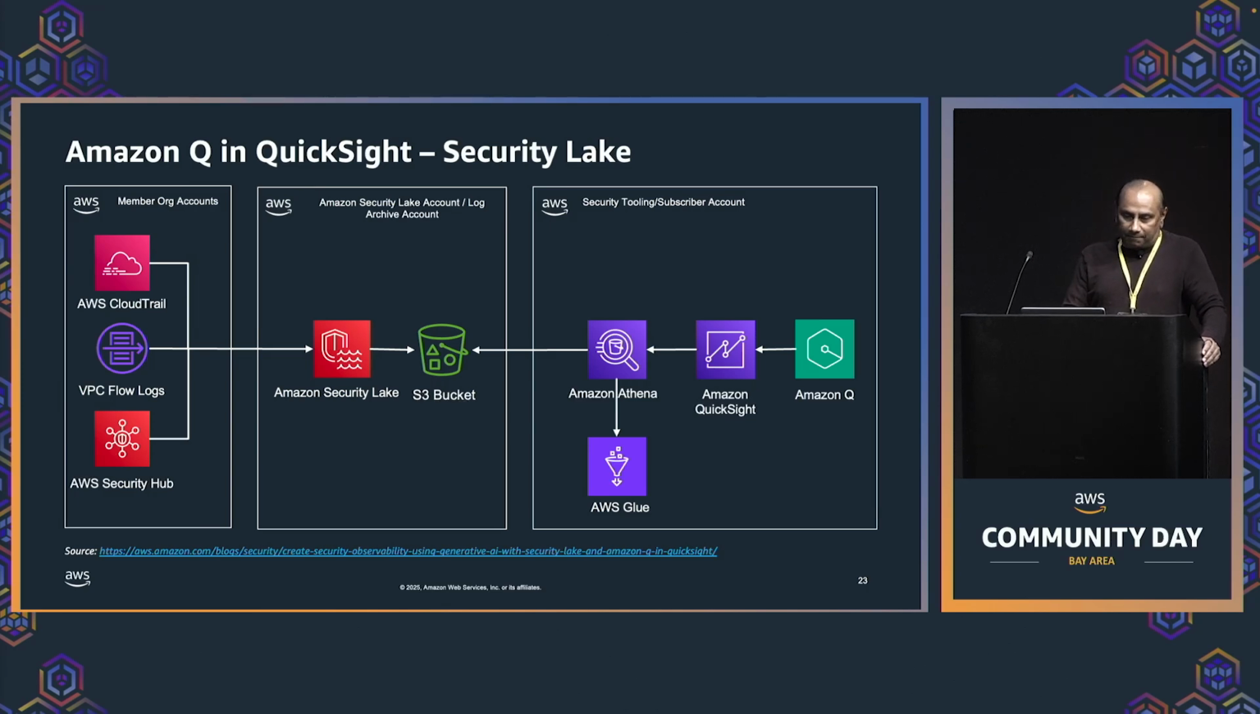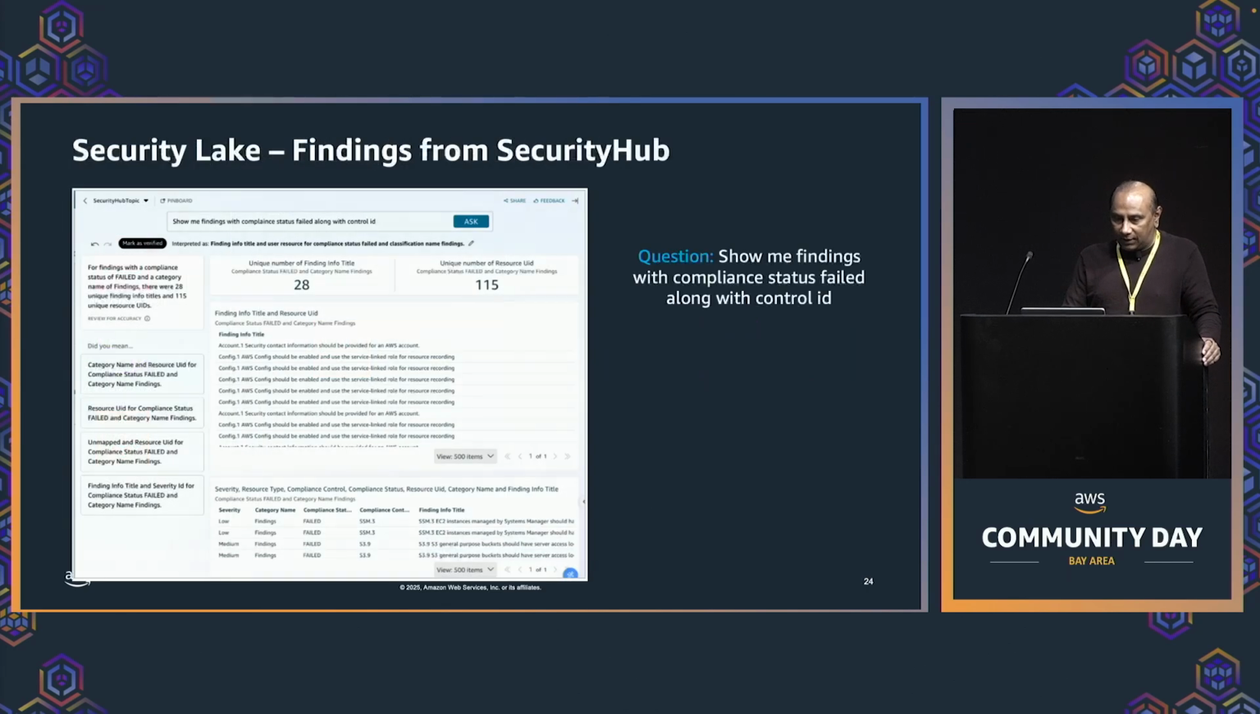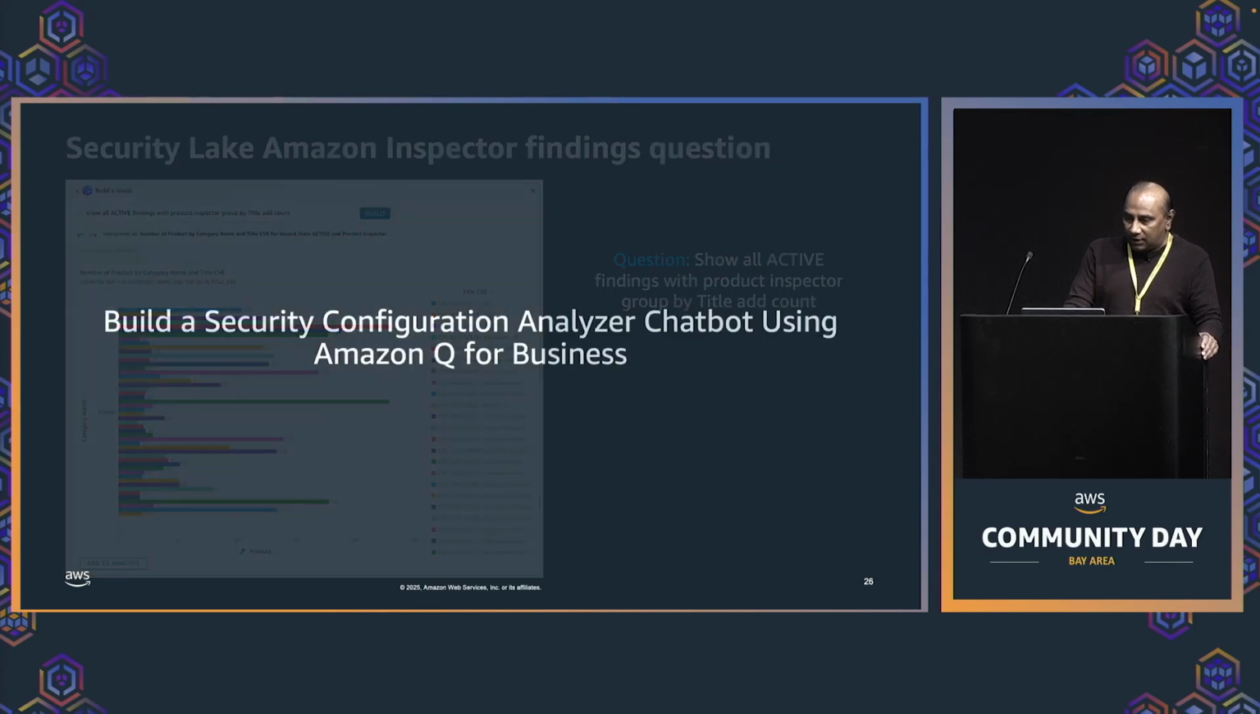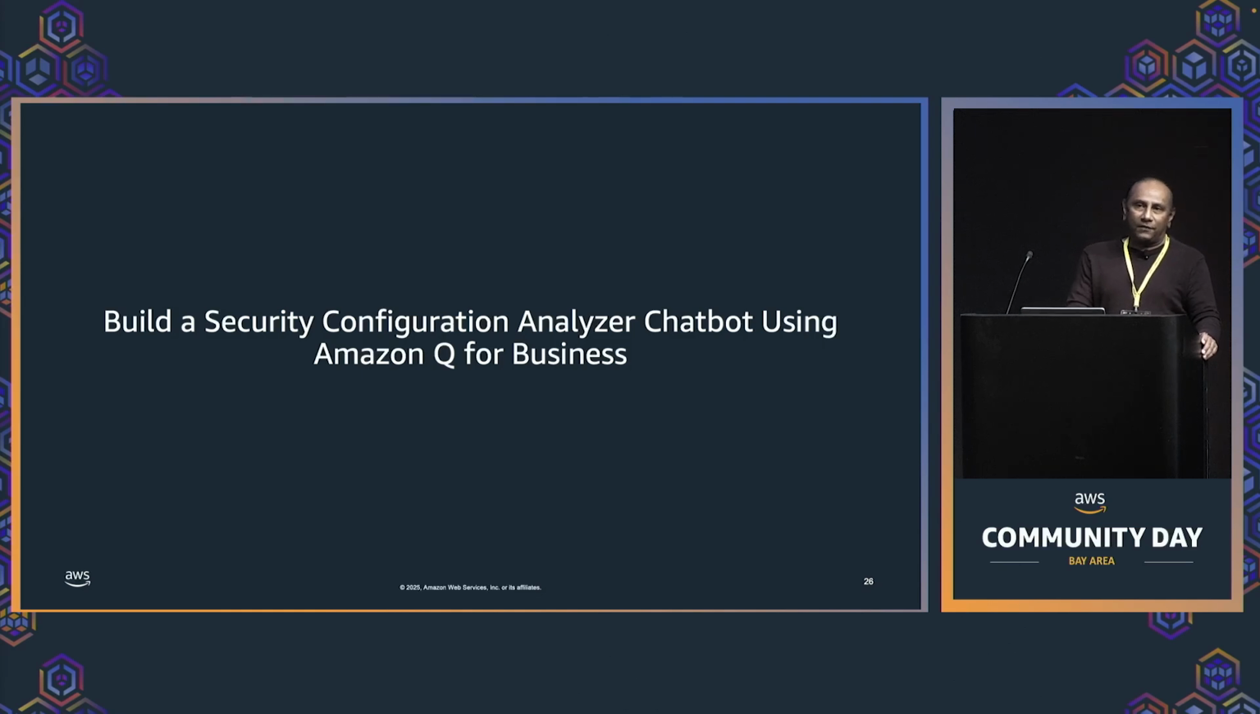And again, hook it up with Athena, and you can run your queries in natural language. So in this case, one of the things was find me everything that you found with Security Hub along with the control ID. So you get things like that, or what did Inspector find? All of these logs are in one place, and you're running your queries just giving in natural language. Well, that was one of the ways you can do it.